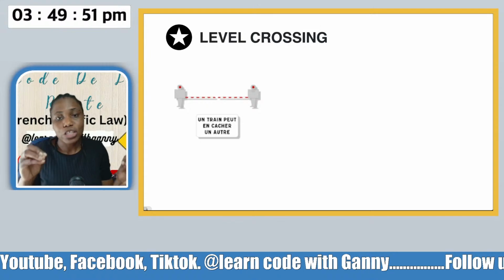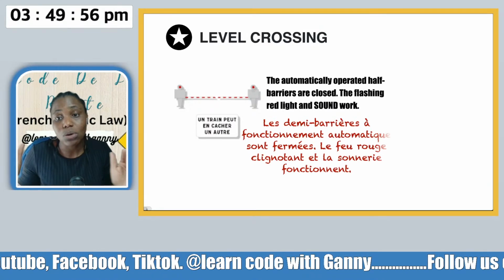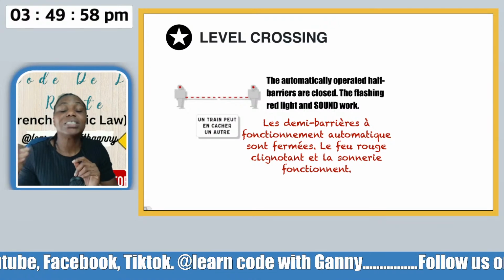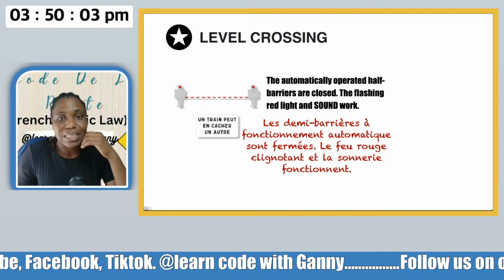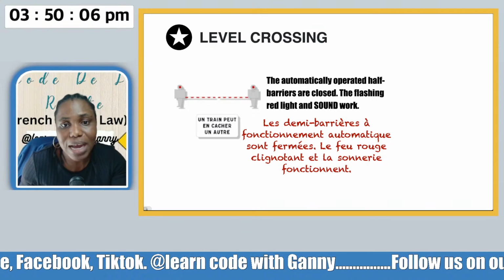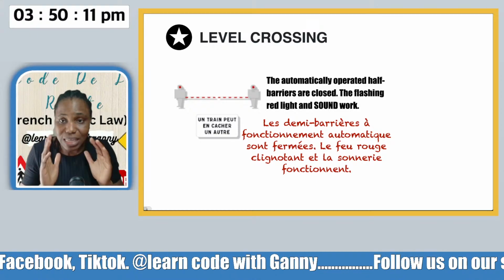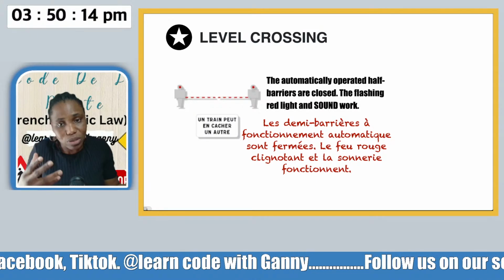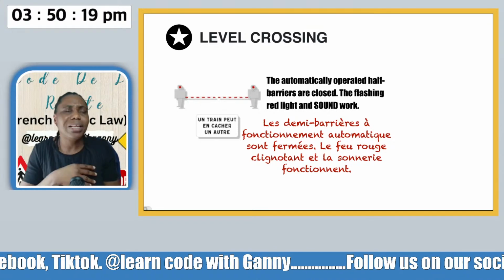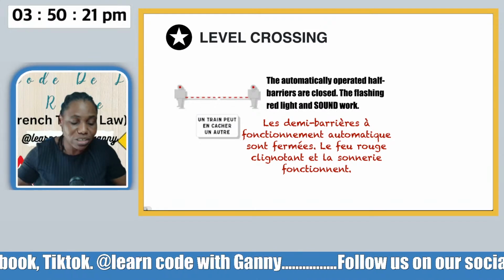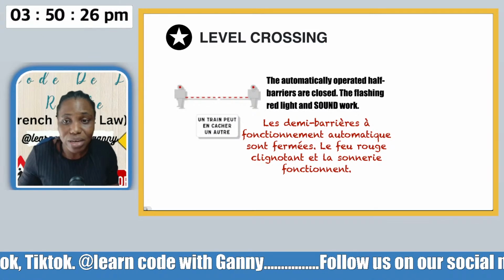This one is the automatic operated half barrier closed, and this one also works with sound. It is additional. And take note of what they wrote under it: "un train peut en cacher un autre." That means it's an additional sign that tells you to take note, because maybe one train can hide another train. They normally place it where there are several railway tracks. You can see it where there are several railway tracks.